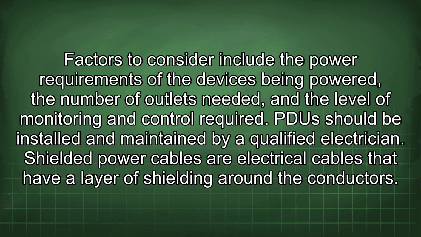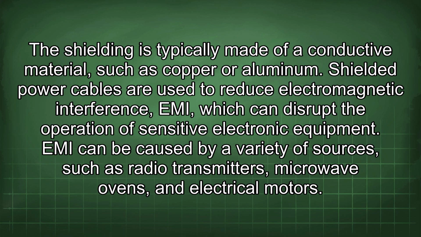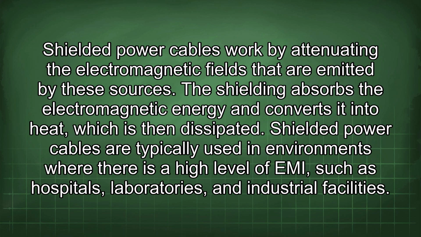Shielded power cables are electrical cables that have a layer of shielding around the conductors. The shielding is typically made of a conductive material, such as copper or aluminum. Shielded power cables are used to reduce electromagnetic interference, EMI, which can disrupt the operation of sensitive electronic equipment. EMI can be caused by a variety of sources, such as radio transmitters, microwave ovens, and electrical motors. Shielded power cables work by attenuating the electromagnetic fields that are emitted by these sources. The shielding absorbs the electromagnetic energy and converts it into heat, which is then dissipated.